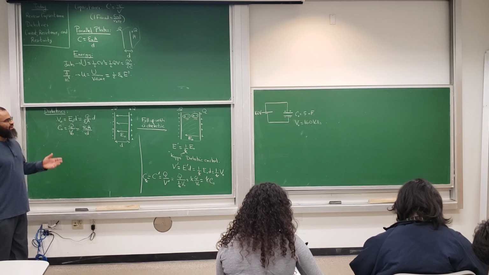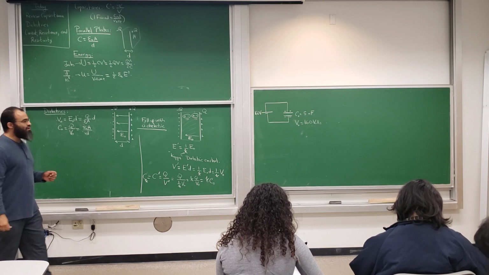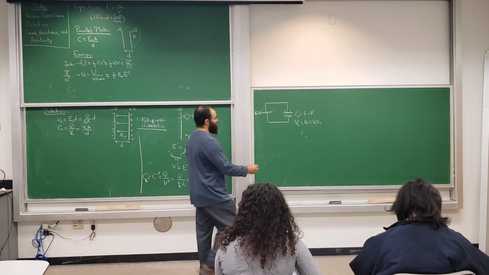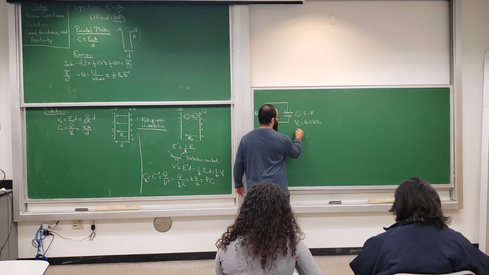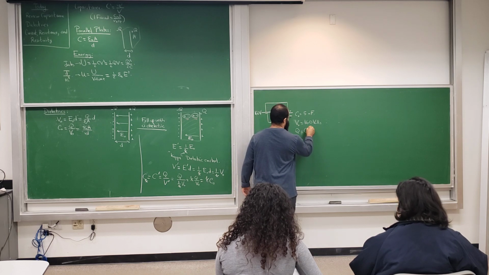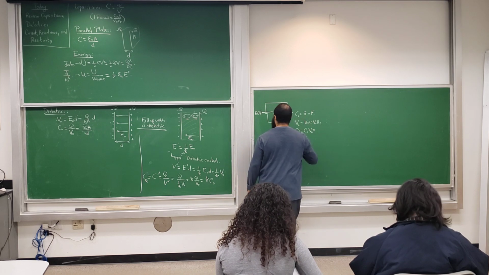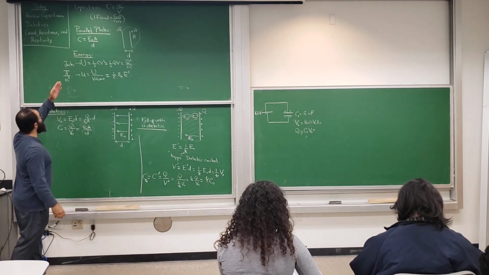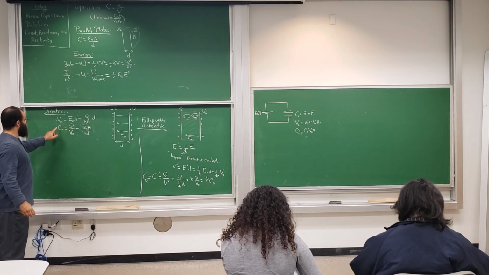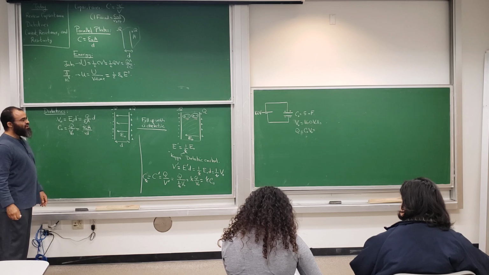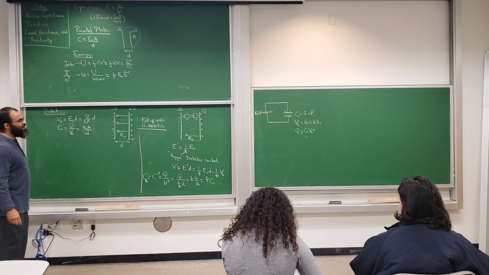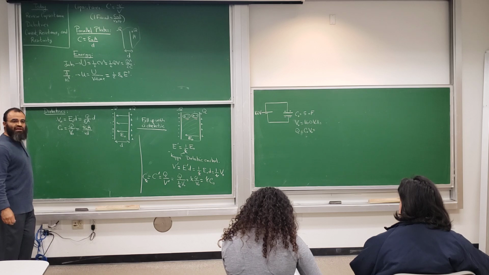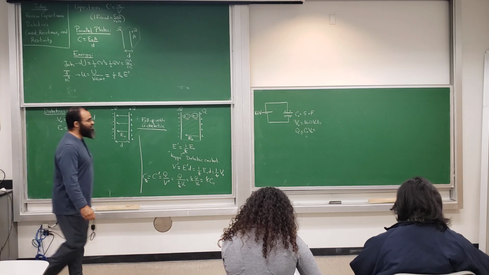So how do I get the charge on this capacitor? Yes, it is CV. By definition, capacitance is Q over V, so CV is Q. Let's multiply them. 160 times 5 is 800 nanocoulombs, right? So the charge is 800 nanocoulombs.